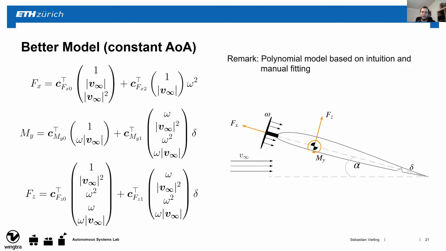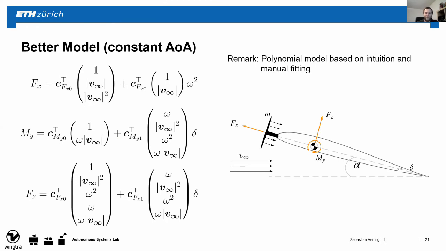Now, with this polynomial model, we could not only have a low complexity model that tells us, given the conditions, what forces and moments act upon it, but we could also easily invert it. So we can now use this model for both simulation and for the control allocation.